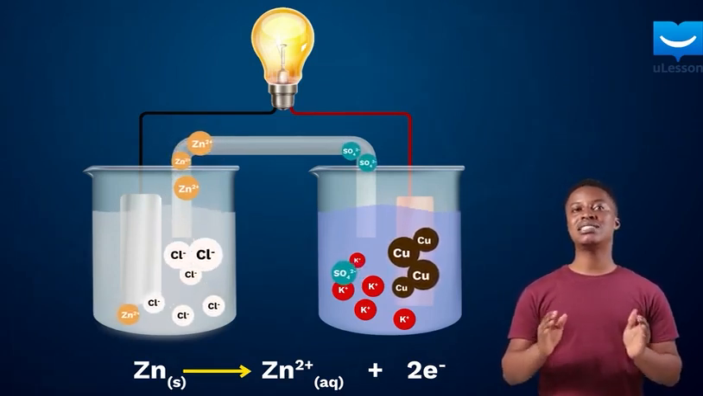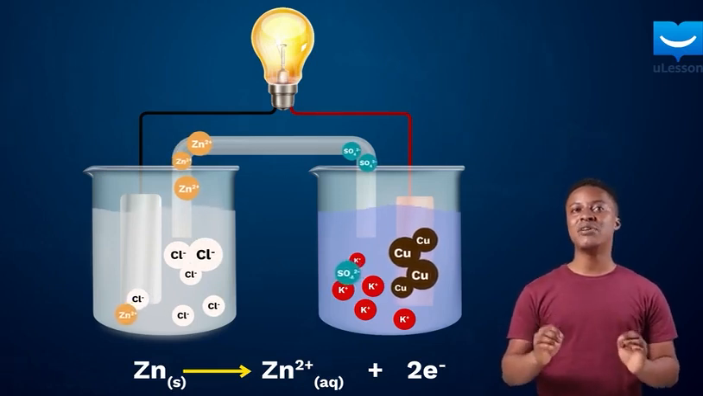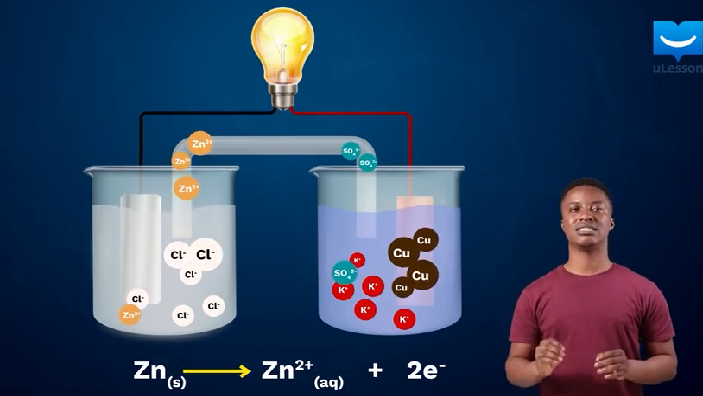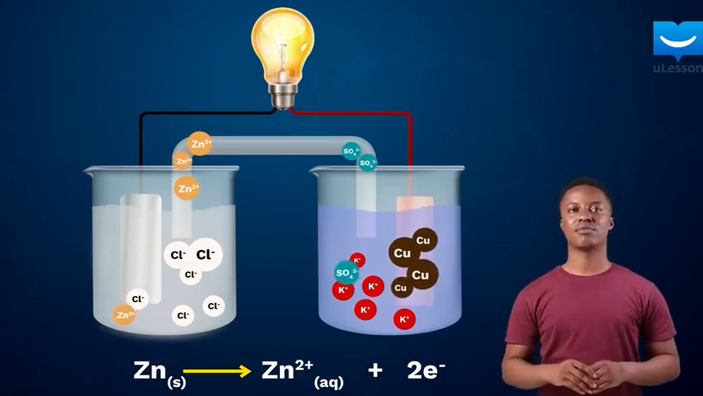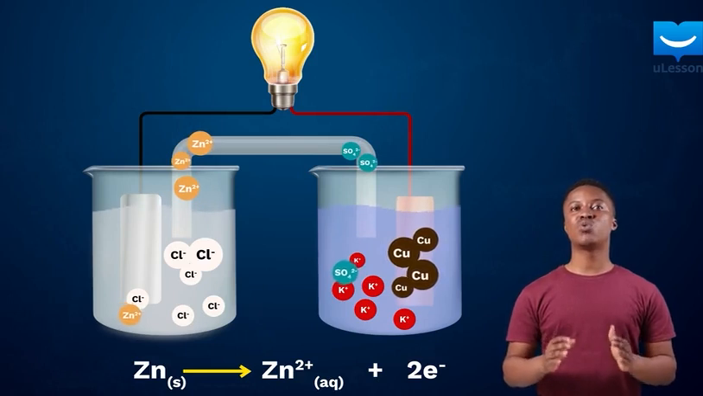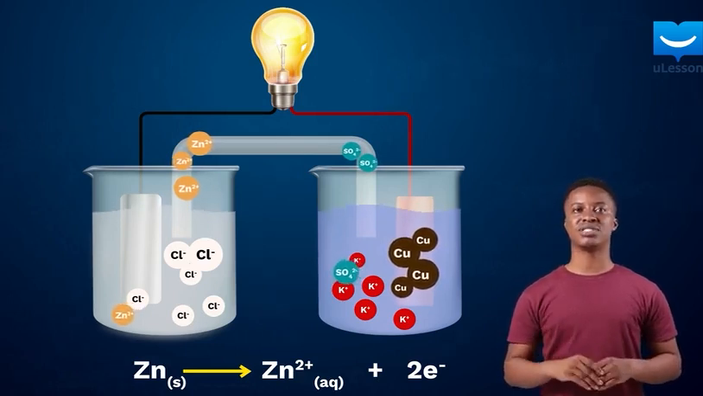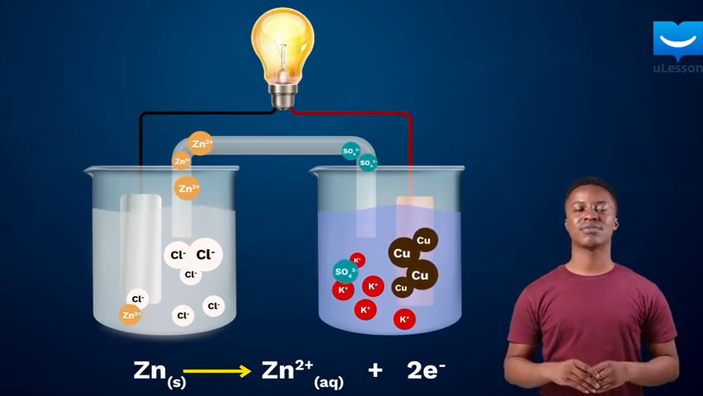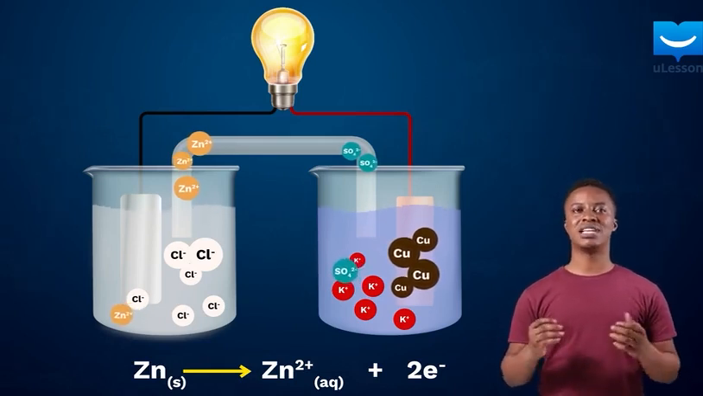The movement of these ions through the salt bridge is very important because it helps to maintain the electrical neutrality of the solutions in the cell. This movement of electrons in the cell produces about 1.1 volts of electricity and is used to power our torchlights and radios. Let's do a quick summary of what we've learned about the Daniell cell so far.